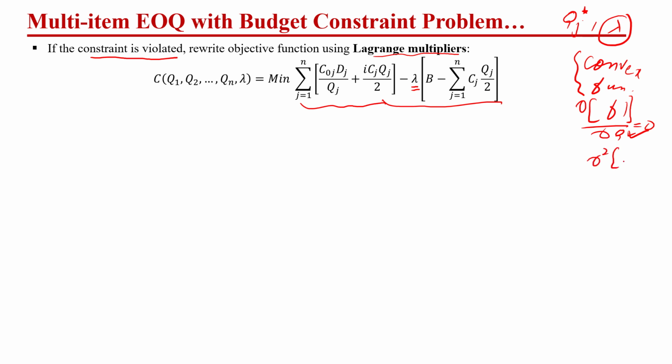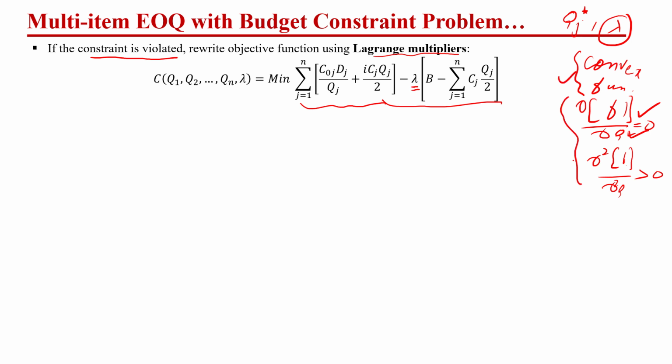And then we will take the second order derivative of the result of the first order derivative, and we will see whether it is greater than 0. If it is greater than 0, then we can say that the Q which we get from this equation is the optimum order quantity. But if we have the multi-item product, again we need to check this convexity property.